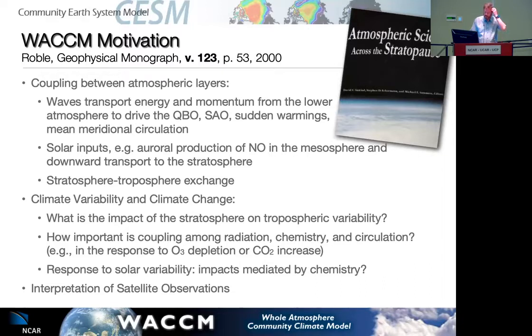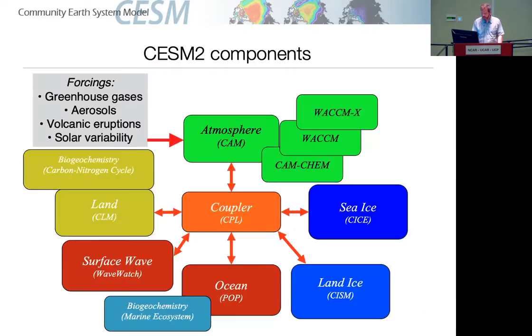And finally, WACCM is very useful in interpreting satellite observations, especially when you nudge it with specified dynamics, as we'll talk about. So these are the components of CESM2. We have land, ocean, sea ice, and land ice components. And then for the atmosphere, the default component is CAM, and you can also choose other components. Simone will talk about CAM next, but WACCM and WACCM-X are also alternative versions to the default version of CAM. They are versions of CAM.